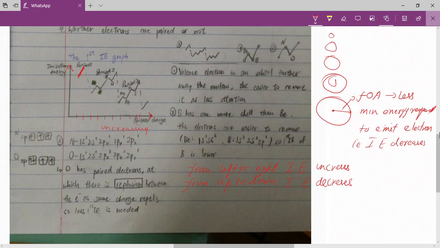Because they are not explaining groups, they are explaining about the period. So regarding the period, left to right; regarding the group, up to down. Okay, so I'm changing the picture.